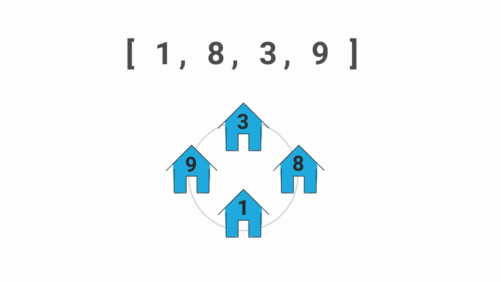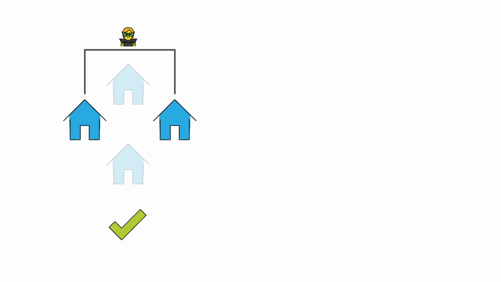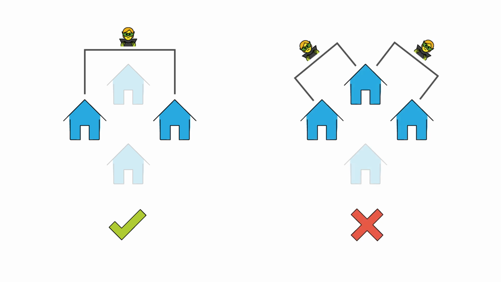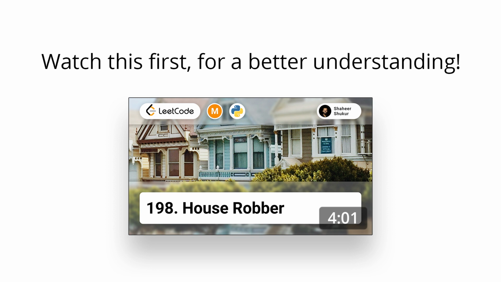We are given an array of integers representing the amount of money present in the house, and these houses are arranged in a circle. We need to rob the maximum amount of money from these houses such that we do not rob from two adjacent houses. This problem is a lot similar to the previous problem, so it would be better if you watch this previous video for a better understanding.